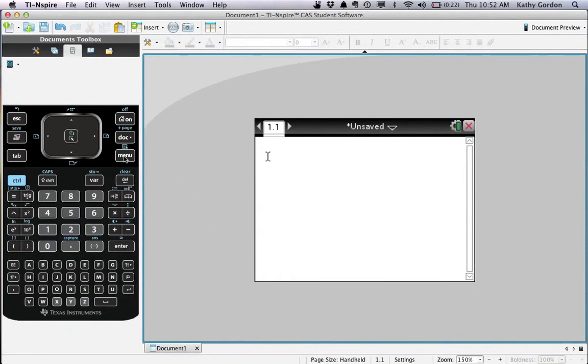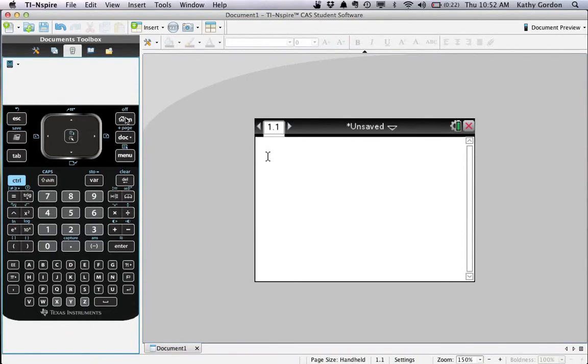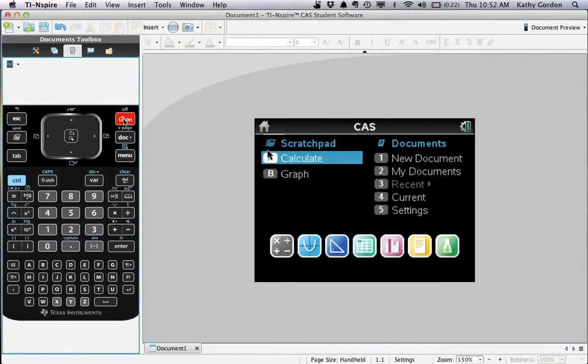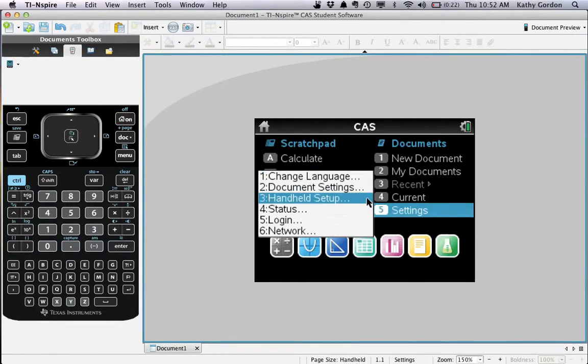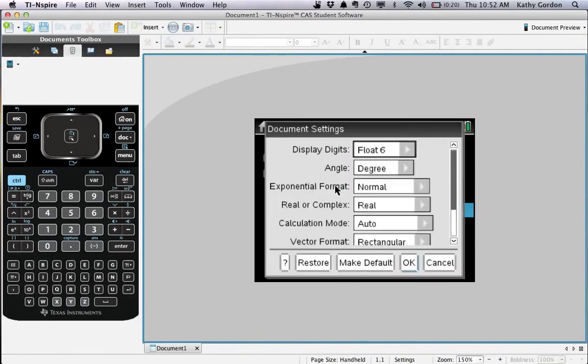Okay, so first of all, I need to go to my home page. Okay, and I need to go to settings. And I want to change my document settings. And here I have the choice of what kind of angle I want. So if I'm looking for 70 degrees, then I need to make sure that this says degree. If I'm asking about pi over 5 radians, then I'm going to need to change this into radian mode. Okay, so it just depends on what you're working with, what you need to have for that angle.